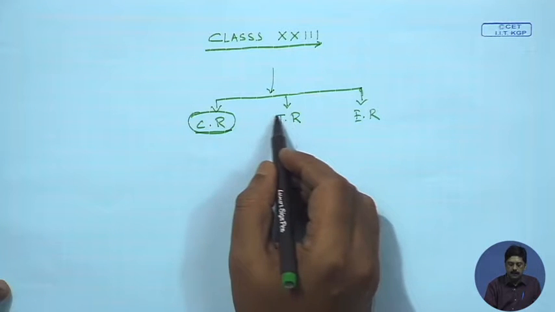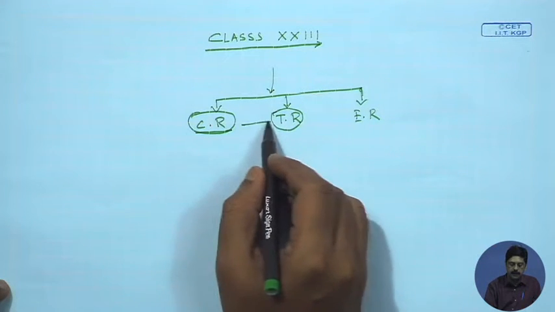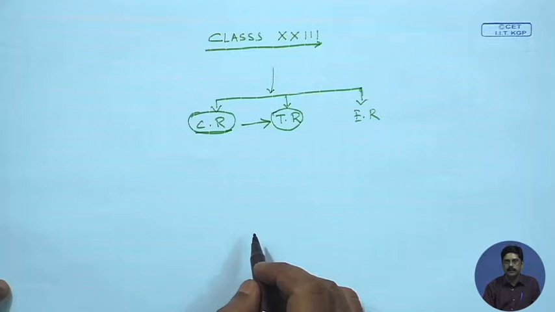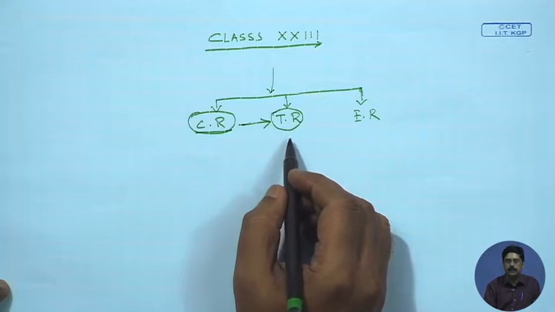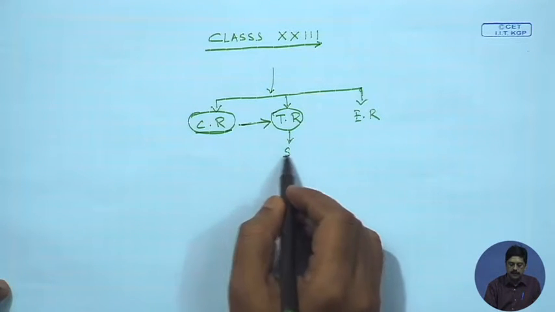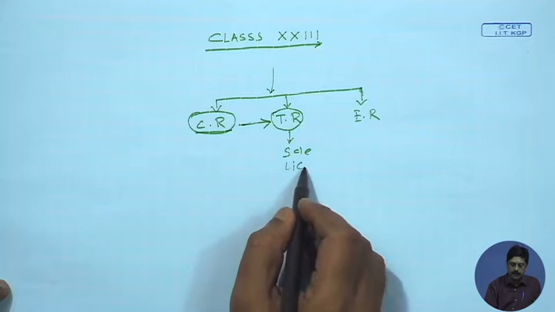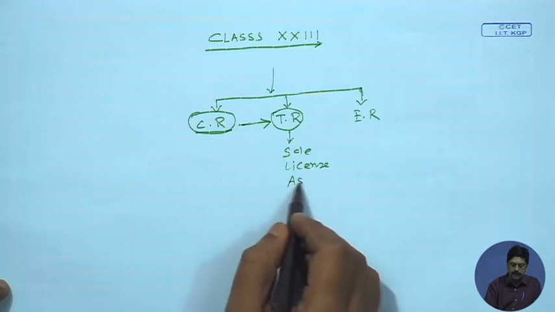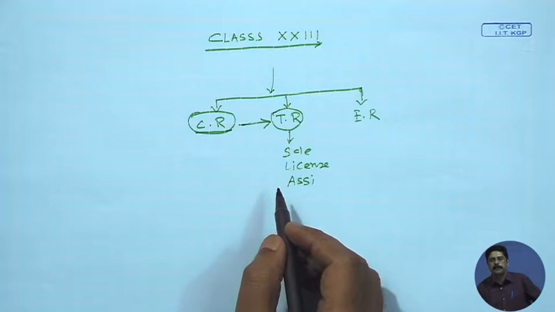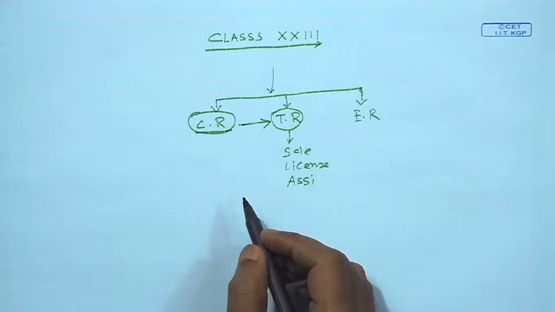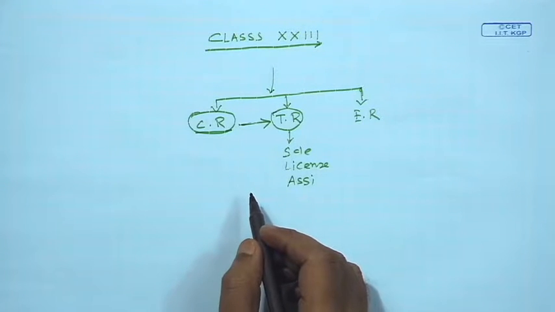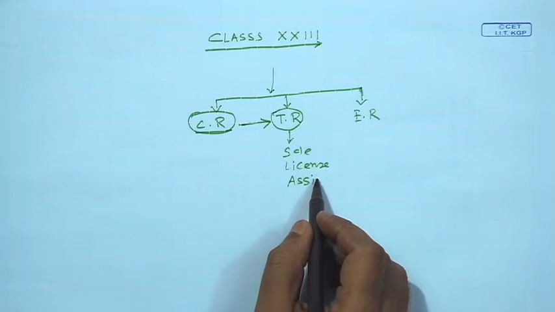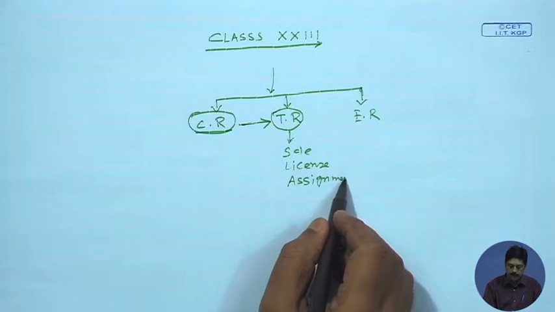Similarly, you can license your industrial design, you can sell your industrial design, there is no problem. After creation of rights, you can transact or transfer the rights by virtue of sale, license, assignment. All those things can be applicable for your industrial designs also. There is no problem. The transaction routes can be applied to this also.